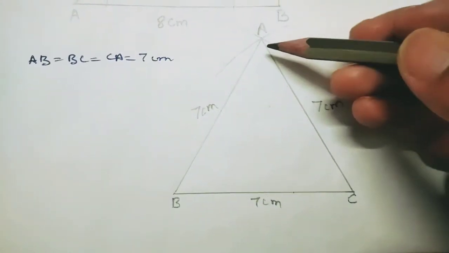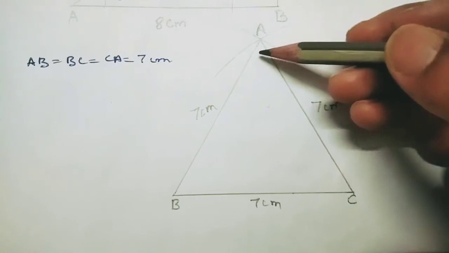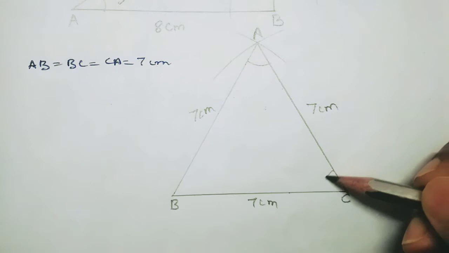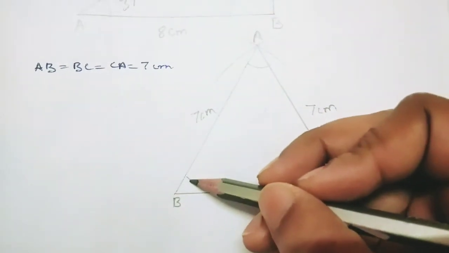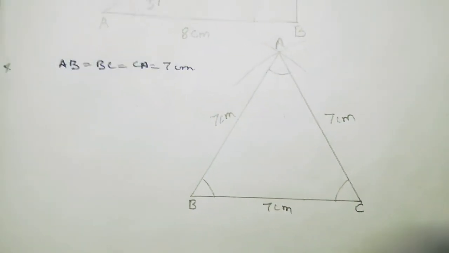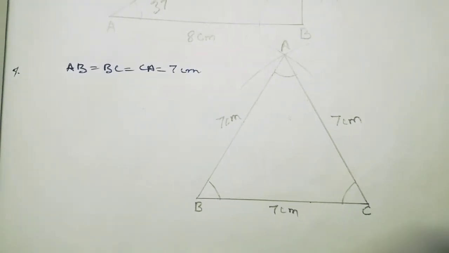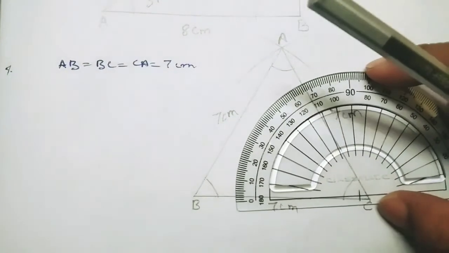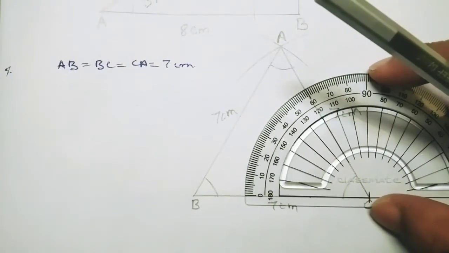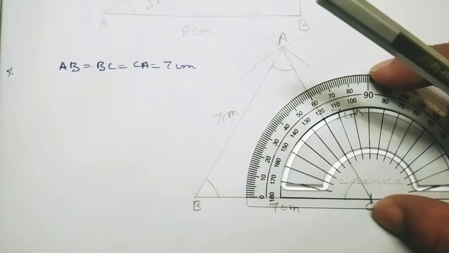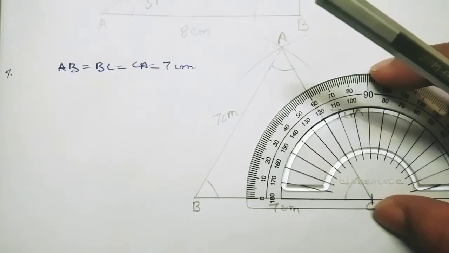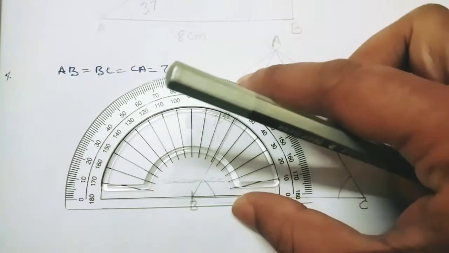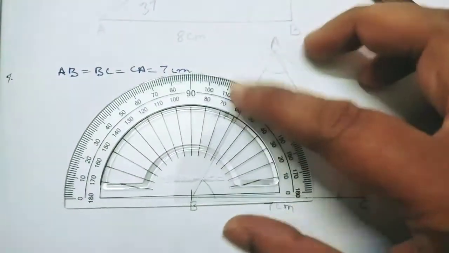So now we have to measure all the angles. What are the measurements of the angles? This angle, and this angle. Okay, so you know by default, in an equilateral triangle all the angles are 60 degree. Okay, by default. So then also we'll see by measurement. Now see here, it is 60 degree coming or not. You can see here 60 coming. Here also see, it will come 60 degree.